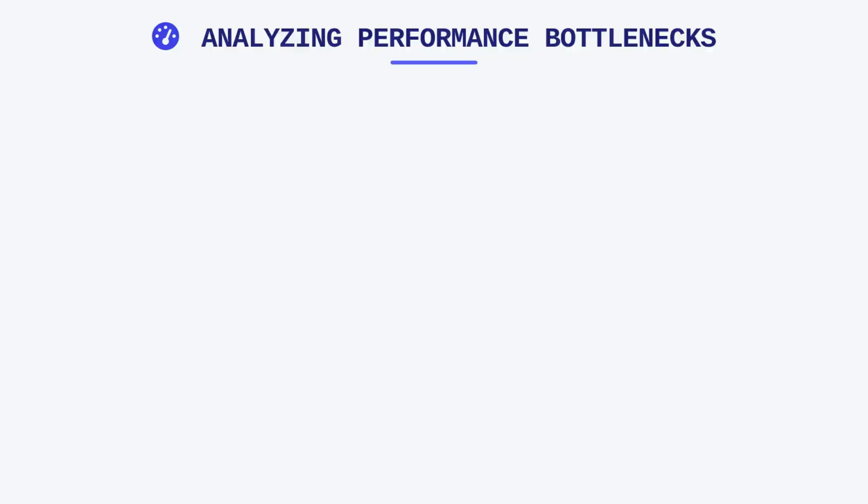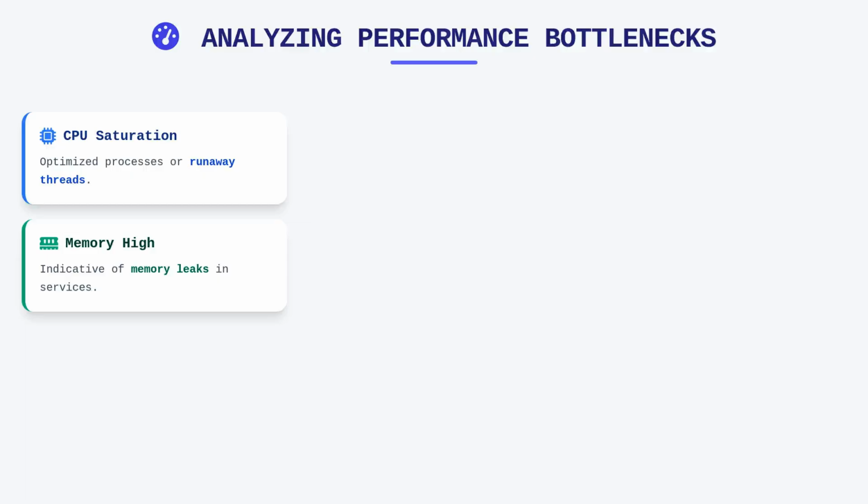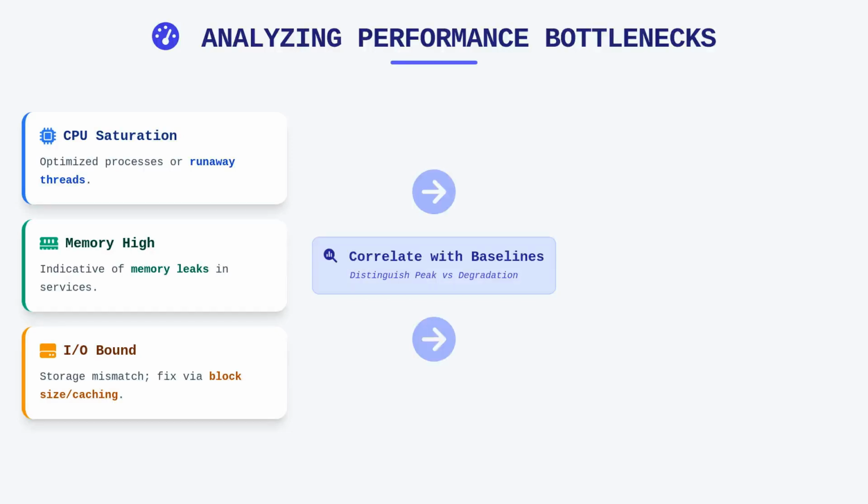Performance bottlenecks are rarely hidden. They are typically visible through resource metrics if you know where to look. CPU saturation often points to poorly optimized processes or runaway threads, while high memory utilization might indicate a memory leak in a poorly managed service. I/O bound systems usually signal a mismatch between the storage provider and the application demands, often fixed by adjusting block sizes or adding cache. When we analyze these statistics, we must correlate them with documented baseline performance to distinguish between normal peak hours and genuine degradation.